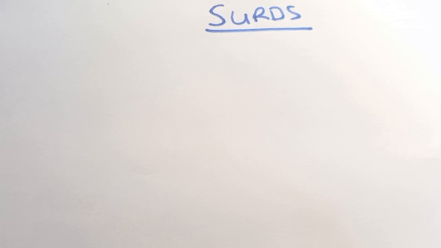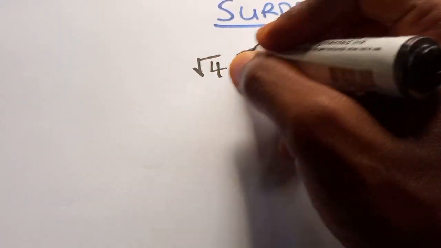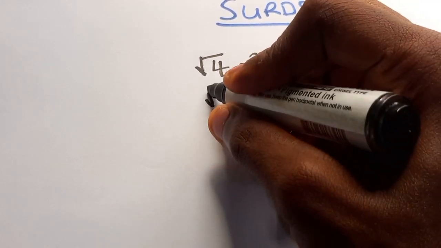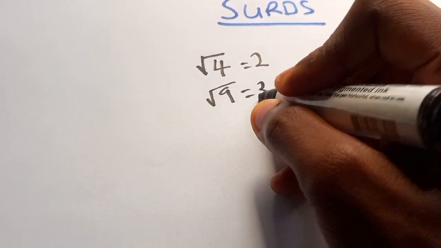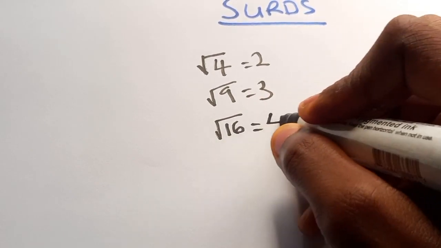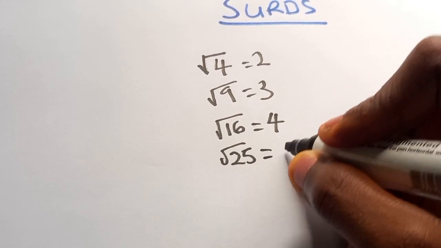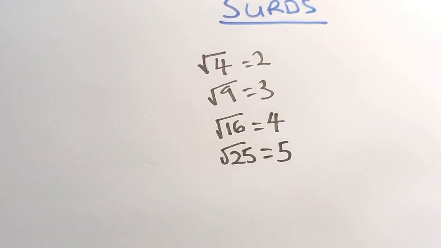Simplifying surds is today's course, and we know that to start off with, surds are expressions containing square roots of irrational numbers. And we have these perfect square roots. We know that the square root of 4 will give us 2. The square root of 9 will give us 3. The square root of 16 will give us 4. The square root of 25 will give us 5.